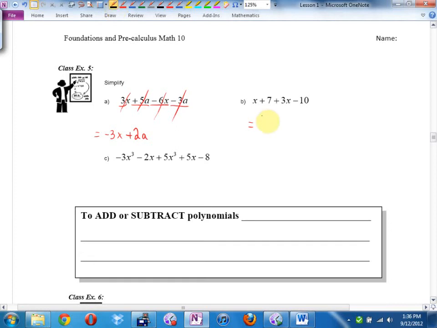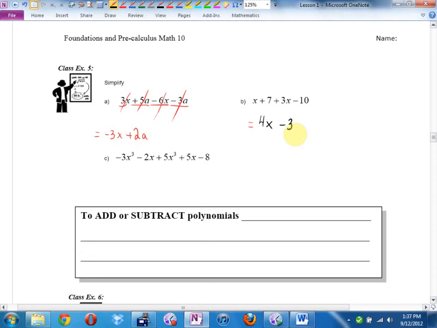Quietly, do it yourself. On your own means on your own. Write the answer down. Yes? Thumbs up, Sam? Yeah. I got 4x minus 3.